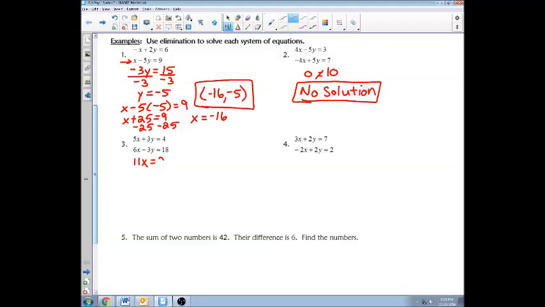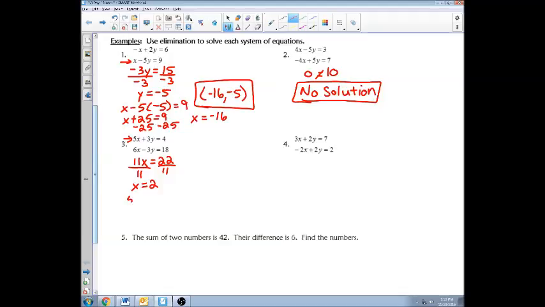4 plus 18 is 22. If I divide by 11 to solve for x, x would equal 2. Now I need to put 2 back in the equation. Since I'm replacing an x, I'm going to put it in the top equation because my y is positive up there. I don't really like to divide by negative numbers.